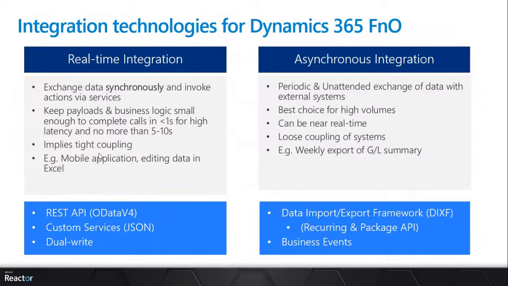Whereas the asynchronous pattern of integration within Dynamics 365 FNO can be near real time. One of the examples is the business event. However, it is loosely coupled, and if you want to, you can simply go for some sort of batch running process, maybe after office hours, a weekly export of GL summary, and so on and so forth, right? The asynchronous pattern is typically the choice for high volume. So if there are high volume transactions, you can certainly go for the asynchronous pattern, either a recurring DIXF or the package API within the financial operations app.